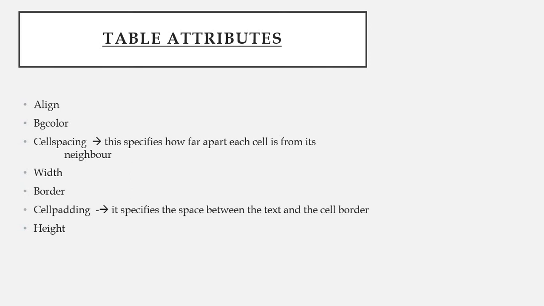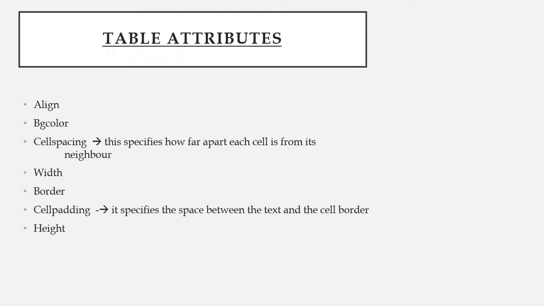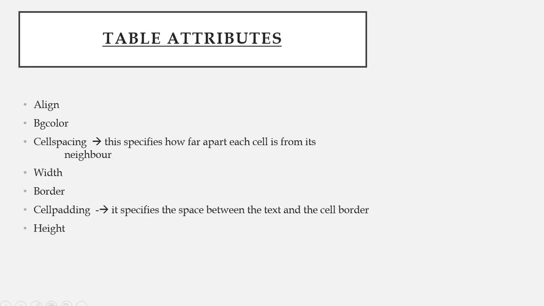Cell spacing specifies how far apart each cell is from its neighbor. That is, cell spacing means how much distance is to be kept between two adjacent cells. When you use one td and then another td, how much distance is to be kept between two cells. That is cell spacing.